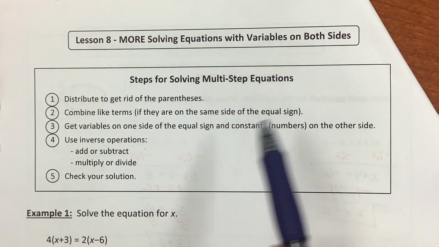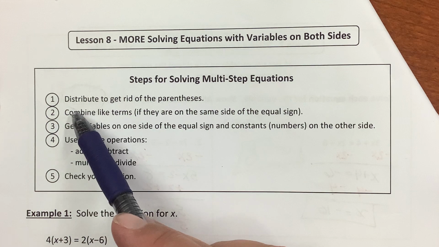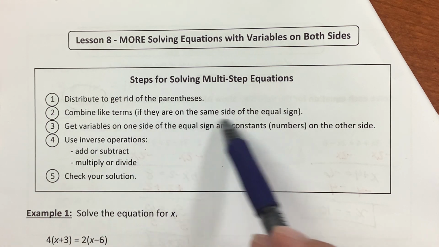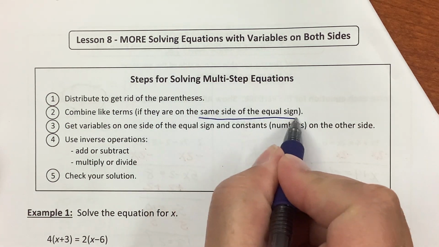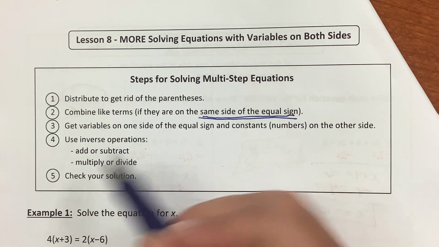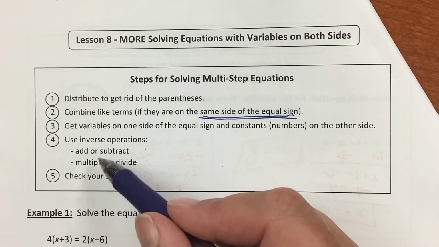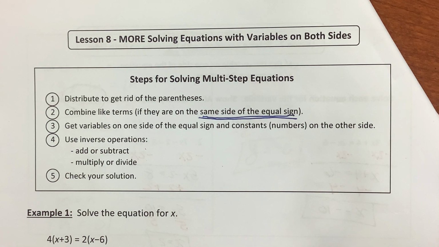I wrote the directions here so that you have something to look at when you're solving the problems. First, distribute to get rid of the parentheses, then combine like terms if they're on the same side of the equal sign. That is very important. I'm going to underline that, 2 underlines. Okay, get variables on one side of the equal sign and constants on the other. Use inverse operations like add or subtract, multiply, and divide, and check your solutions. You might not have to write it out, but you should at least use your calculator to check your solutions.